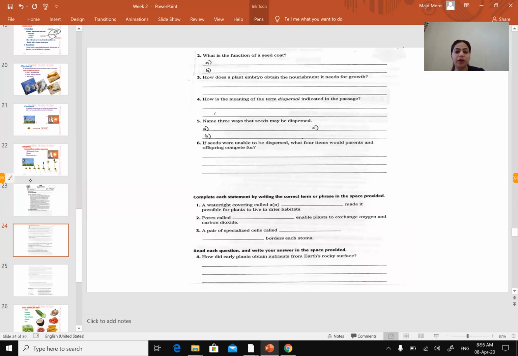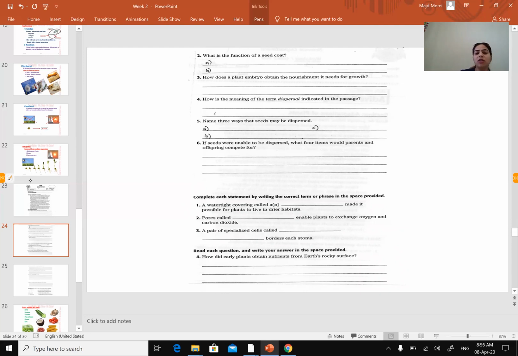Complete each statement by writing the correct term. Number 1, a watertight covering called cuticle made it possible for plants to live. Number 2, pores called stomata enable plants to exchange oxygen. A pair of specialized cells called guard cells borders each stoma.